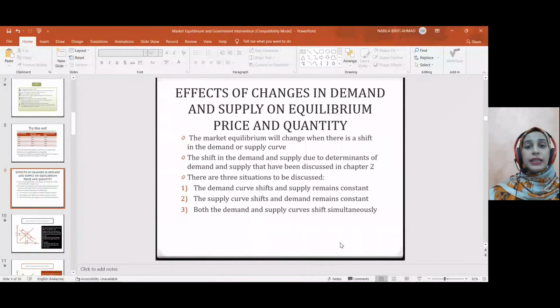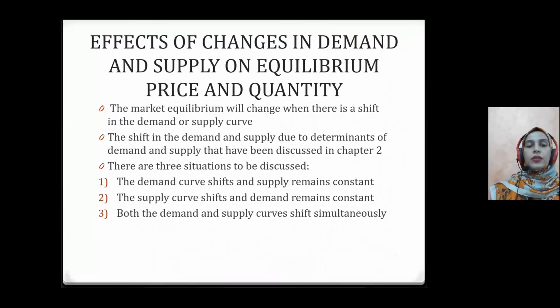So next, we are going to look at the effect of changes in demand and supply on equilibrium price and quantity. Right, so the market equilibrium will change when there is a shift in the demand or supply curve. The shift in the demand and supply is due to the determinants of demand and supply that we have learned before. And there are three situations to be discussed here.